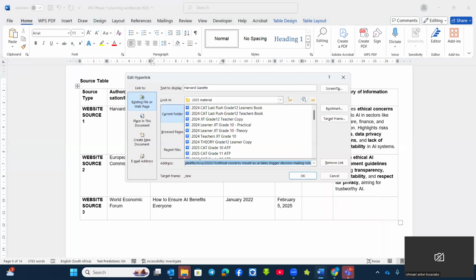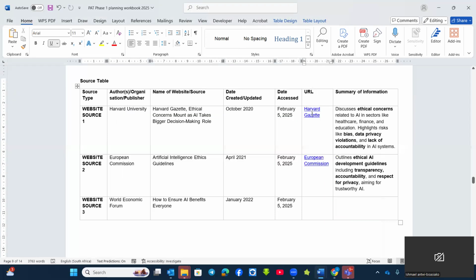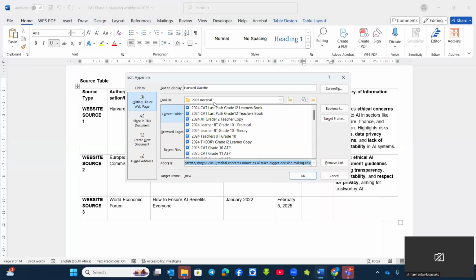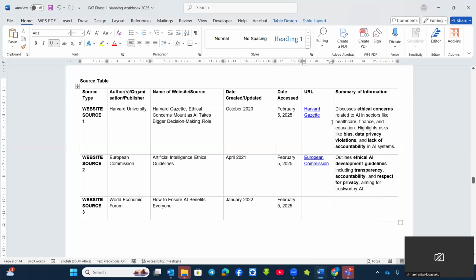And then you put the URL here inside the address. So you can make use of the hyperlink. Don't forget to put the author name here, text to display, so that it becomes easier. And you summarize the information by saying this information discusses ethical concerns related to AI. So you summarize, you talk about some of the ethical concerns that they talk about. You don't have to just copy and paste. This is the summary. You must just put the key points here. So one source, or at least two sources, can be websites.